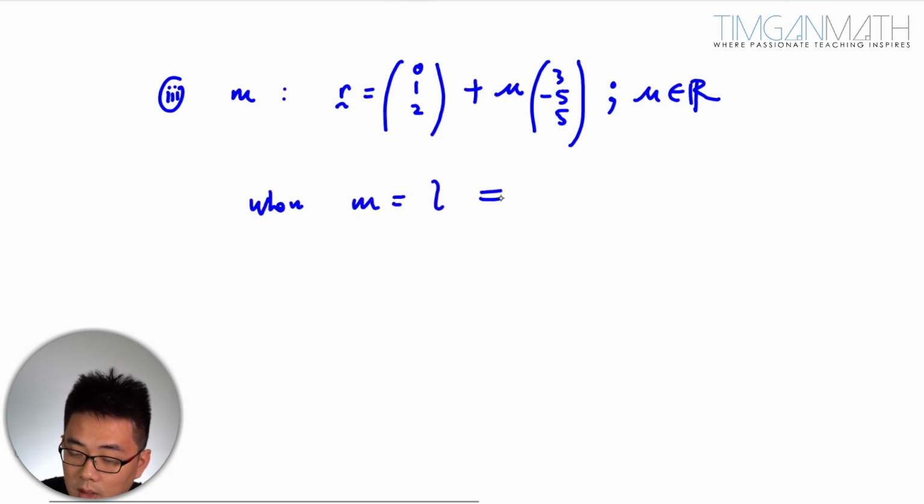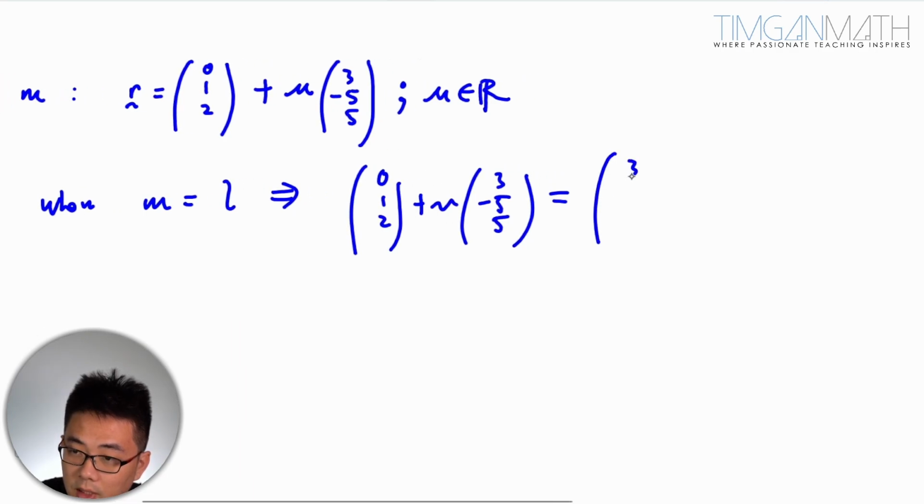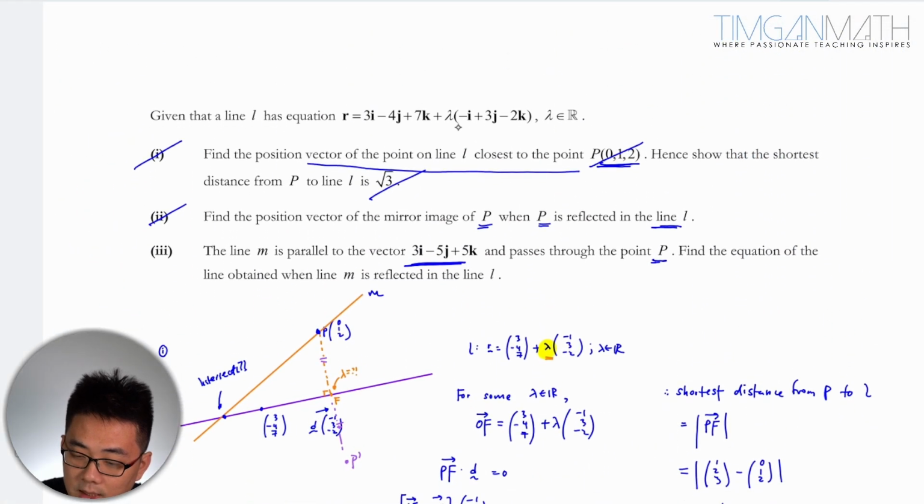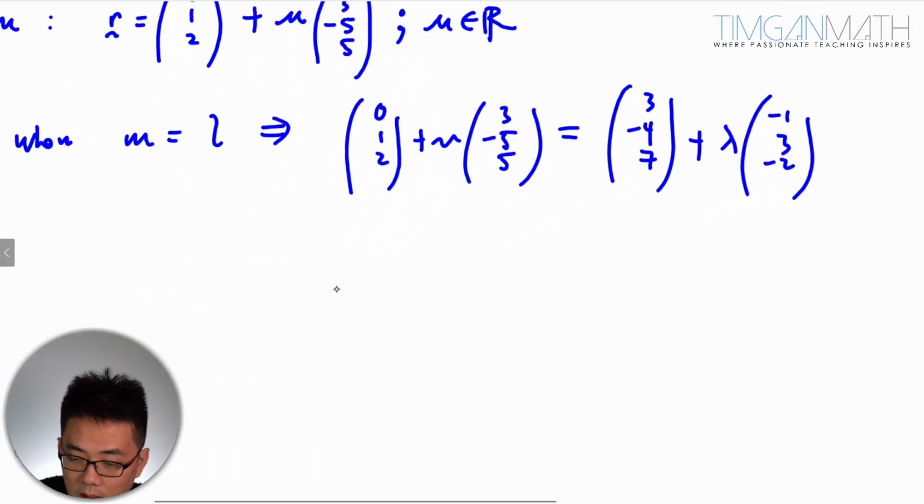I'm going to equate both of them because I'm not too sure whether they intersect, or at which point. I hope they are intersecting. So this is (3, -4, 7) plus lambda (-1, 3, -2). I'm just equating both of these lines, taking this line equation here, L equals M.